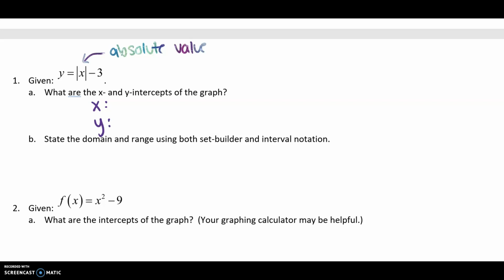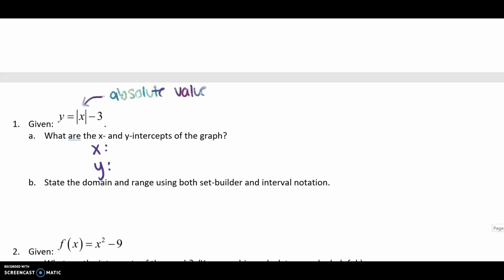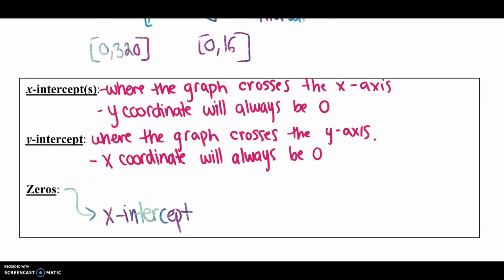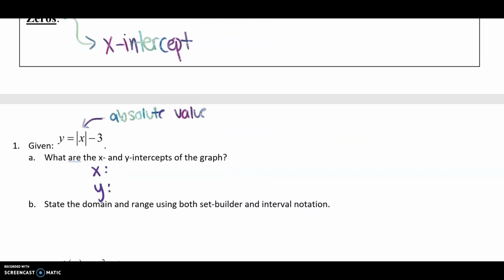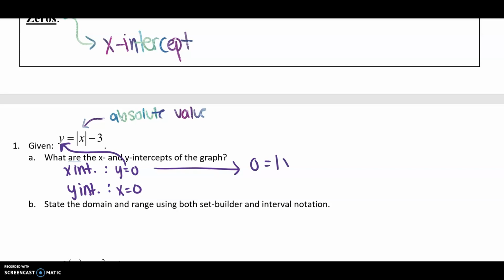Okay, so remember, starting with the x-intercept, we learned above that the x-intercept will always have a y-coordinate of 0. So at the x-intercept, your y value is going to be 0, and at the y-intercept, your x value is going to be 0. And maybe I should be more specific that this is how I'm going to find the x-intercept, this is how I'm going to find the y-intercept. Okay, so x-intercept is going to be when y equals 0, so we're going to take y and plug 0 in for it, and that will help us find the x-intercept.